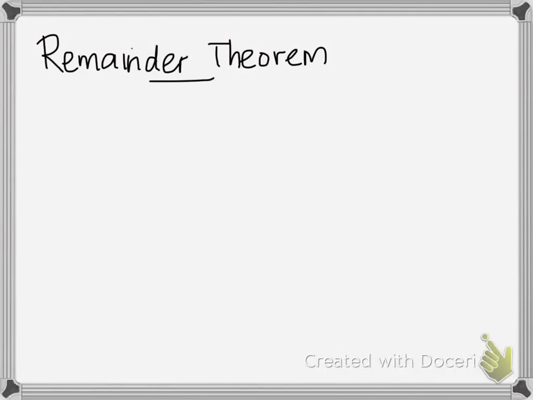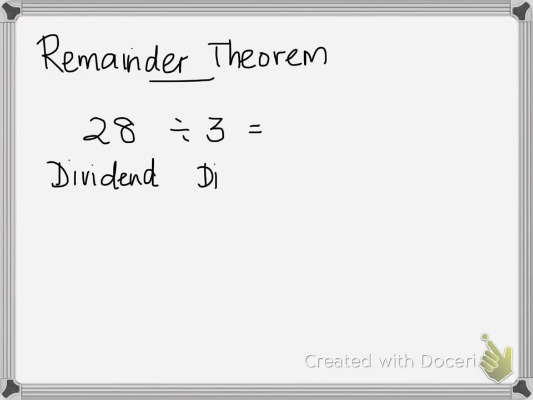Right, so when we look at the remainder theorem, this is what we look at. For instance, you have a number like 28 divided by 3. Then the number 28 is called the dividend. What is the number 3? The divisor. And the quotient is 9. So this becomes the quotient.